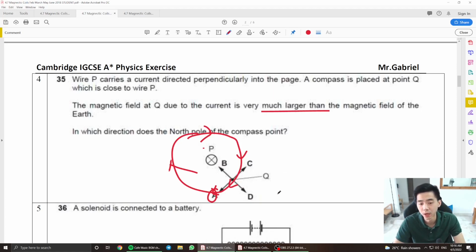Because always remember, guys, a compass is a weak magnet. The weak magnet will always be affected by the stronger magnetic field. So your answer is definitely going to be A here.